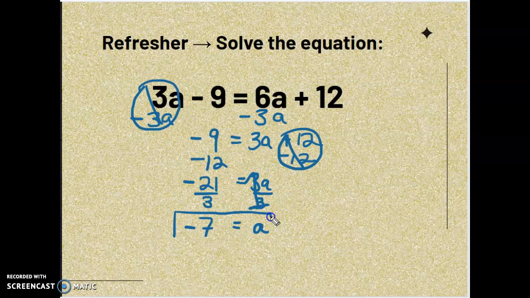So that would be my solution. A is equal to negative 7. Now you're going to practice more problems like these.